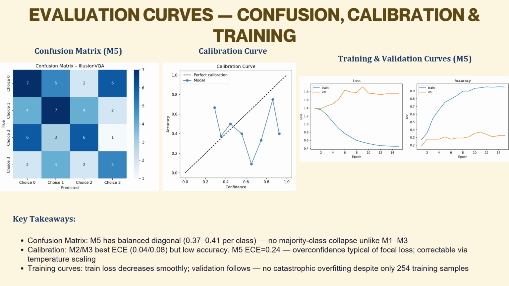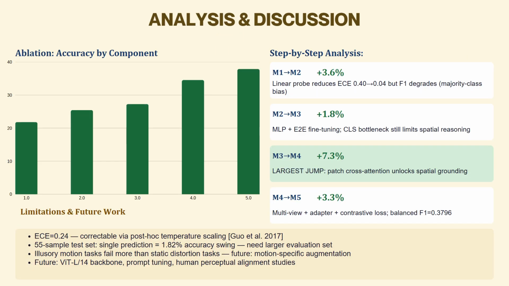As you can see, the calibration curves reveal an interesting trade-off. M2 and M3 have nearly perfect calibration, but at the cost of low accuracy. M5's ECE is 0.24, which reflects overconfidence in high-probability predictions. Lastly, the training curves for M5 show stable optimization. Train loss decreases smoothly over 15 epochs, with validation closely tracking and no catastrophic overfitting.